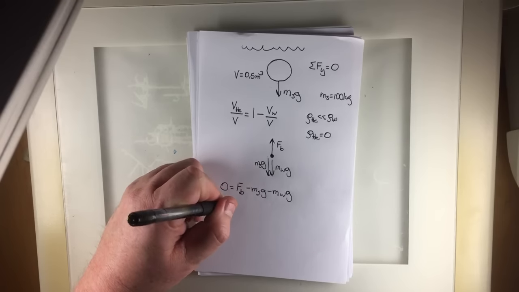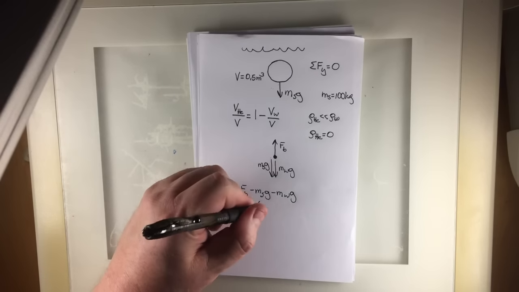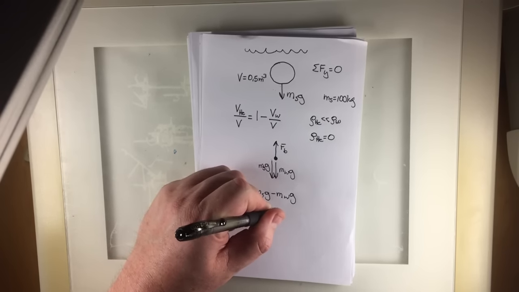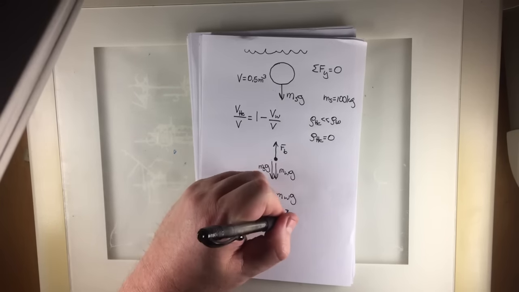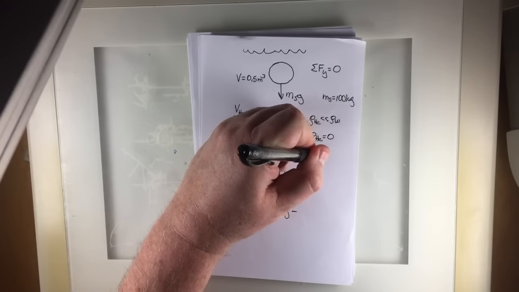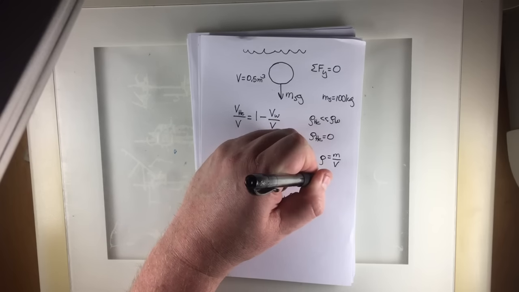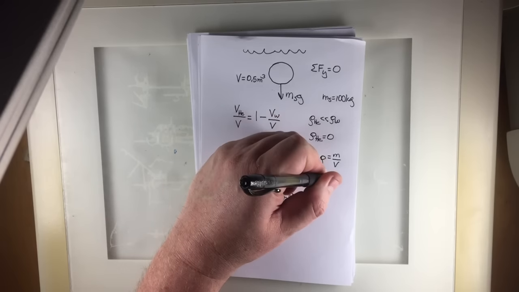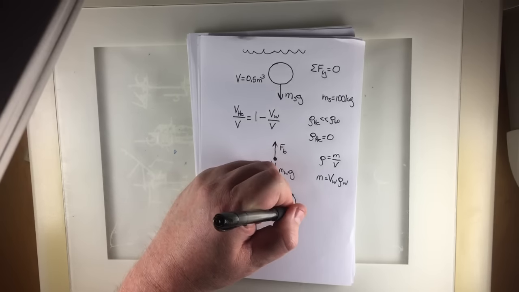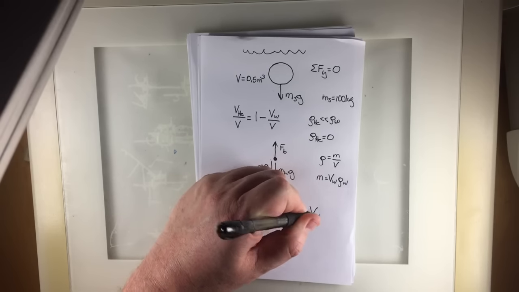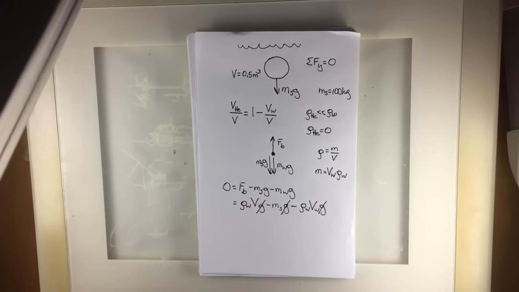Now the buoyant force is the density of the fluid displaced, or water, times the volume, that's given, and then g. The mass of the shell has been given, but the mass of the water has not. Using density is mass over volume, the mass of the water is equal to the volume of the water times the density of the water. Now all of these g's cancel out. There's one in each term.